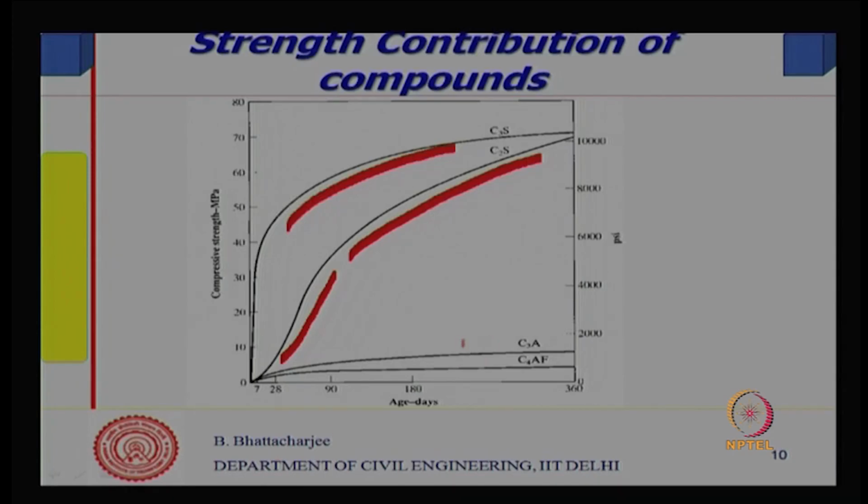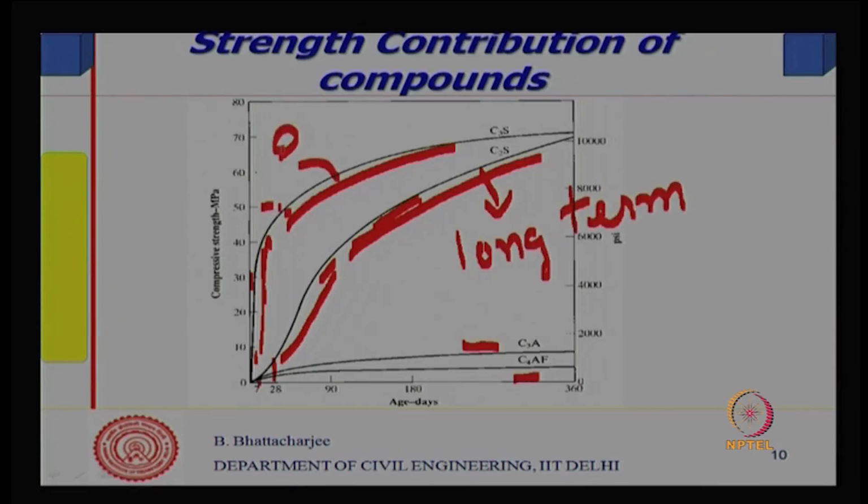It follows like this, and C3A contribution to strength is less, and C4AF contribution to strength is even less. Initial strength normally comes out within 7 days, because we are talking of days, from C3S. By 28 days C2S contributes, and it does contribute significantly to long term strength. But if you see C3S after about 28 days, there is hardly any strength gain; the rate of strength gain has reduced significantly for C3S. On the other hand, C2S picks up here, the rate is increasing, and so long term strength comes from C2S.